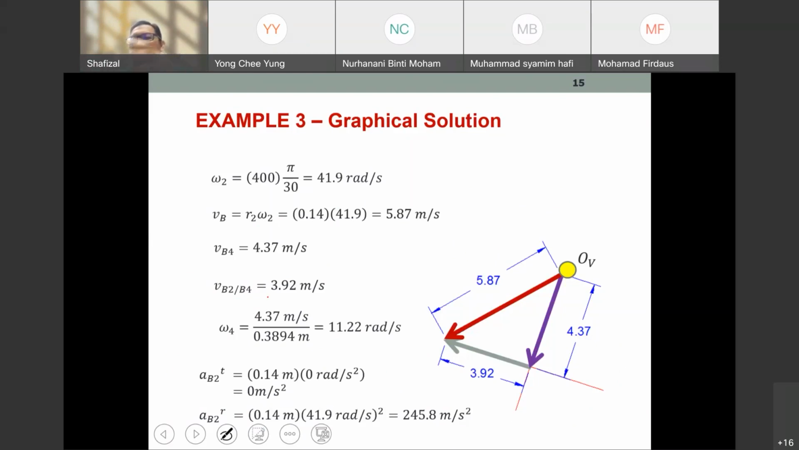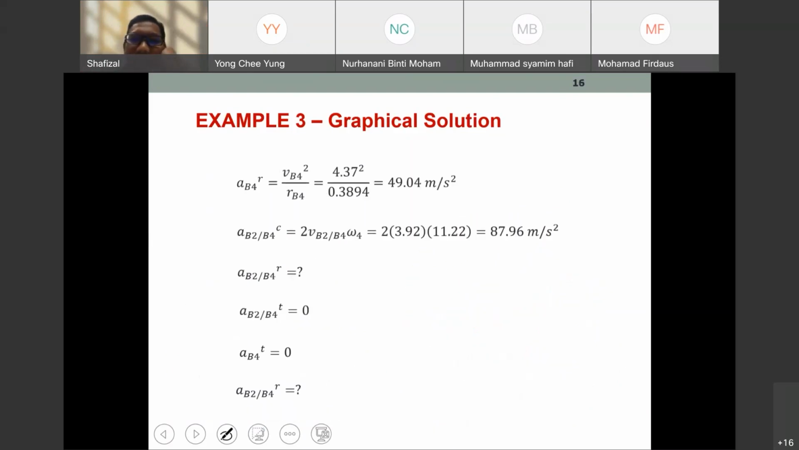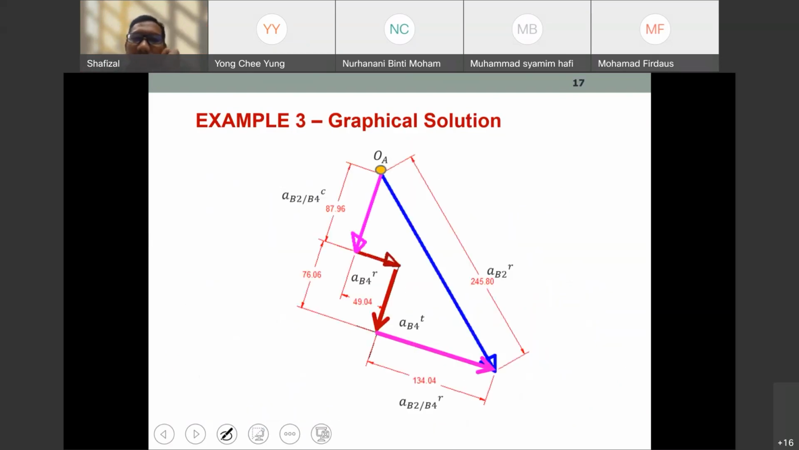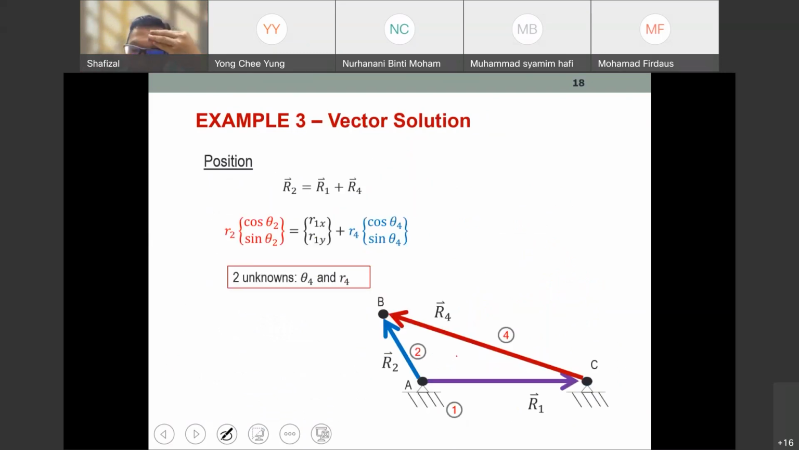Okay, based on that, you can just draw it, lukis, kan? Draw all these things. Lepas tu baru boleh carilah, just measure the length. Alright, so measure all the length here, all the vectors, right? The length of the vector, then we can find the answers.